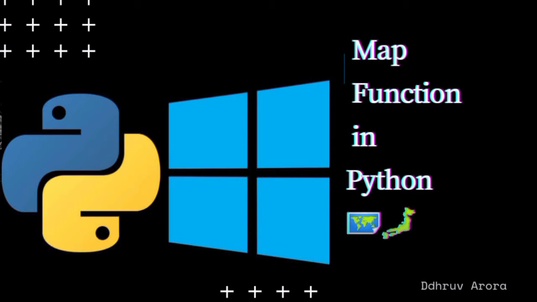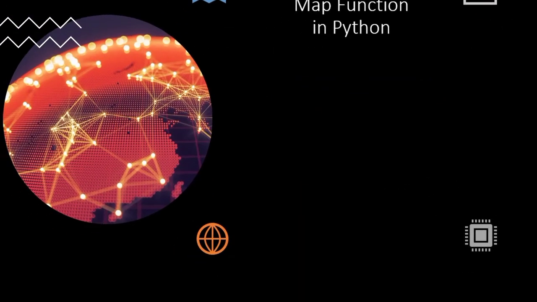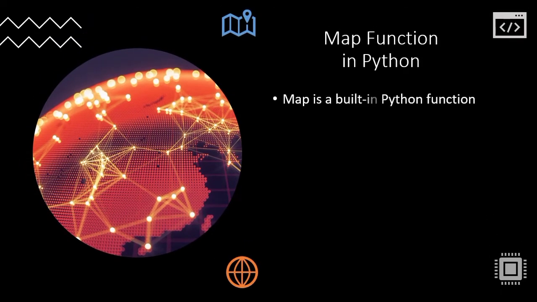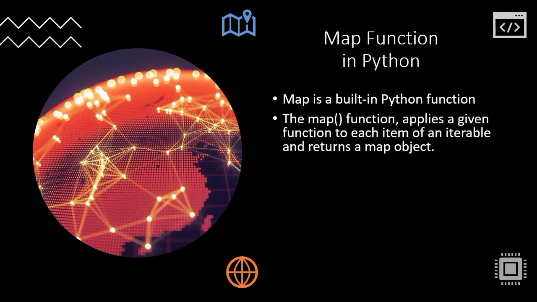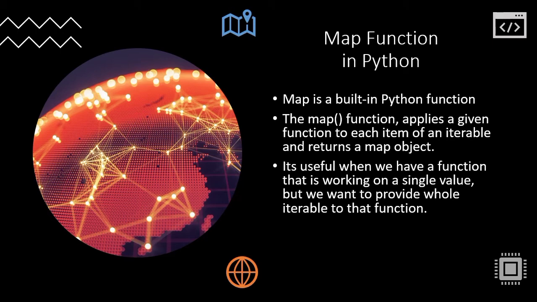So hello guys, let's continue again. Let's understand the map function in Python. It is a built-in function in Python and it is very easy to use and understand. The map function will apply a given function to each item of an iterable like a list or tuple and then it will return a map object.